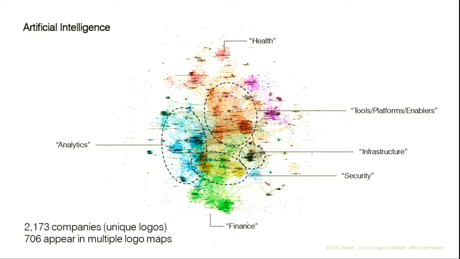And I did this actually for artificial intelligence. So what we found here across maybe 20 or so logo maps is that there's about 2,000 companies in these logo maps, and only 706 of them appear in multiple logo maps. And then we looked at the clusters and at the labels of what they belong to, and we tried to guess. We have not done a proper job on the labeling piece yet.